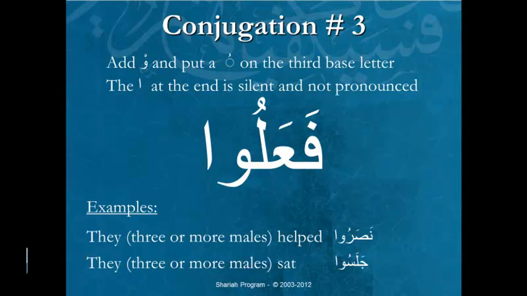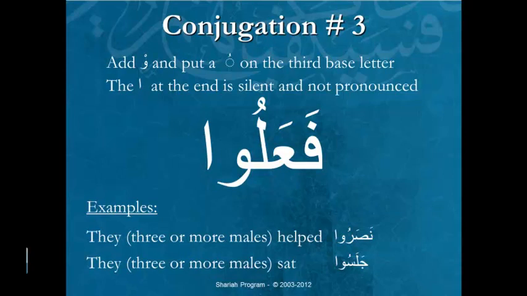And if you've studied the alphabet, you know this, right? So for example, let me give you an example of a verb that ends in a dal, or a ra, like nasara. Look at nasaru. Look at the bottom, it's on the same slide. Nasaru. Now that means they, group of males, helped.